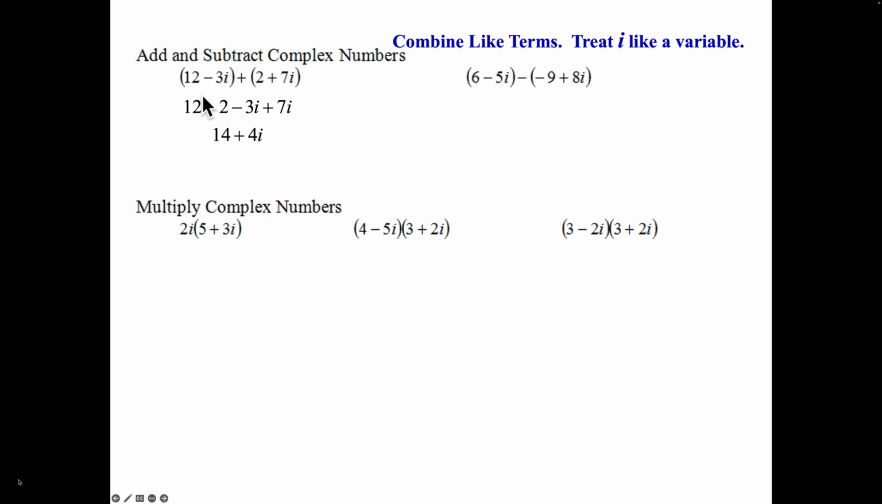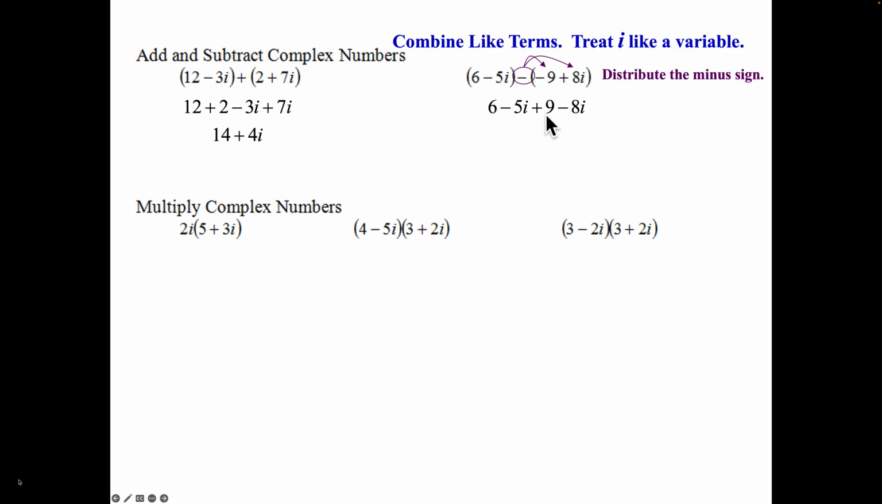So this step right here is kind of like my thought process. Take this real number, add it to 2. Okay, 14. Take negative 3i and add it to positive 7i. Okay, 4i. Now, when you come to subtraction of complex numbers, you've got to be very careful. This minus sign has to be distributed. So this becomes 6 minus 5i. Negative times a negative is going to be a positive 9i, which changes it to a plus. And the negative times the positive, or plus 8i, now becomes a minus 8i.